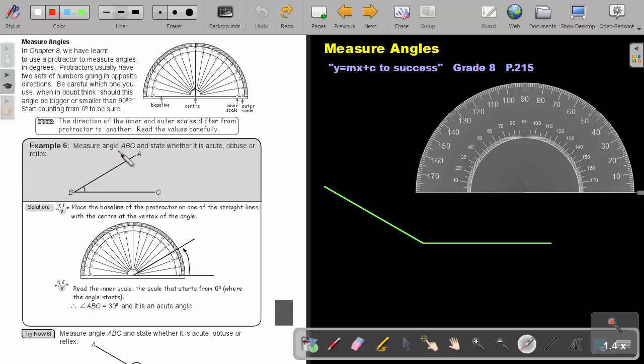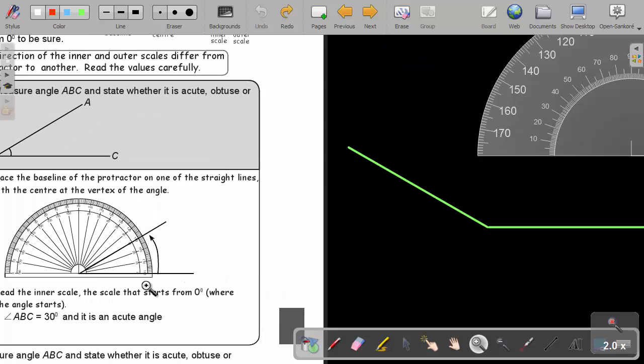So if I ask you to measure angle ABC and state whether it's acute, obtuse or reflex, put the protractor on the base. That baseline must be on this arm of the line. And then just look which one starts with 0. Now if I look at this one, we can just make it a little bit bigger. Can you see it? The inside one starts with 0.